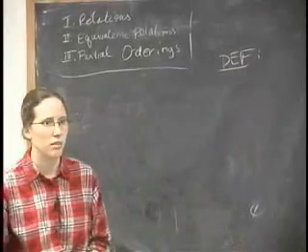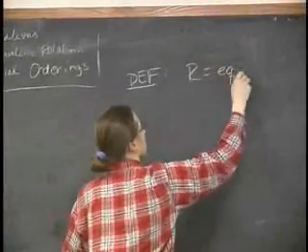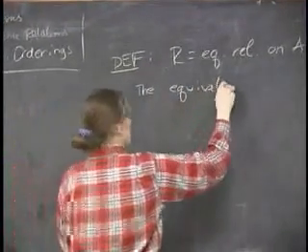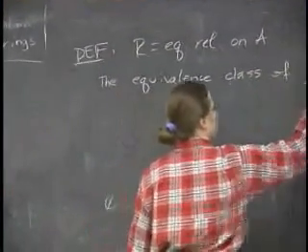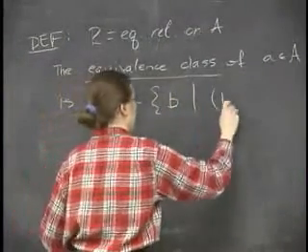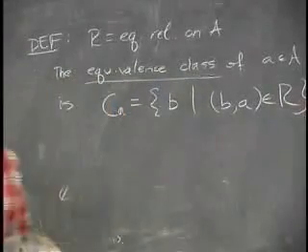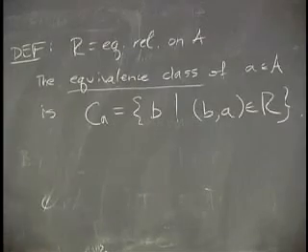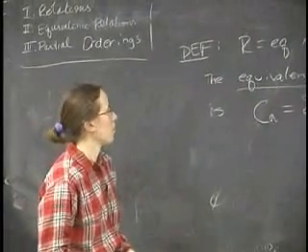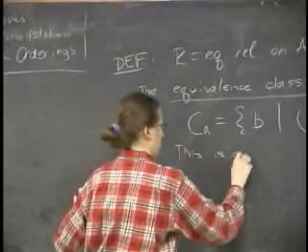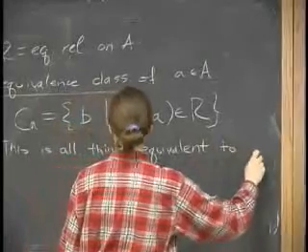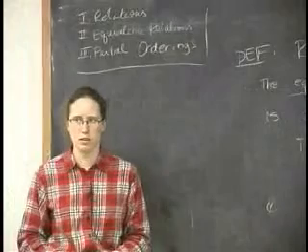The equivalence class of an element of A. So if R is an equivalence relation, then the equivalence class of A is the set of all B such that B is equivalent to A in this relation. A is going to be in the equivalence class itself because it's equivalent to itself, because an equivalence relation is reflexive. So this is all things equivalent to A. Does that make sense?